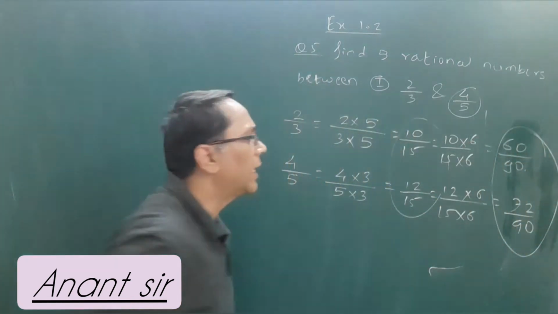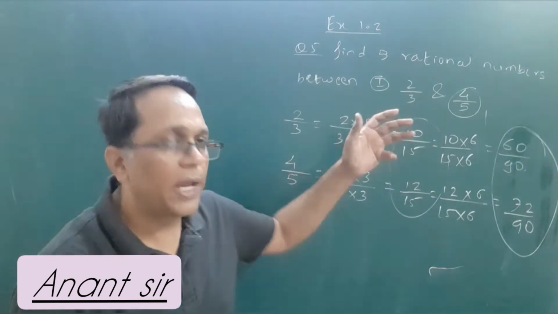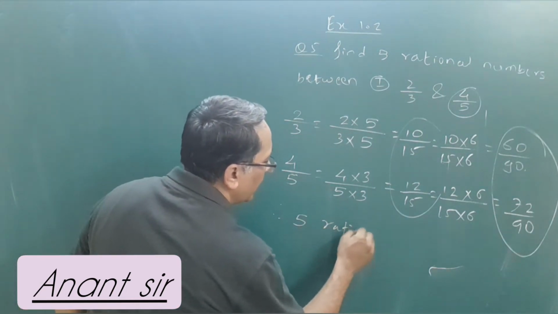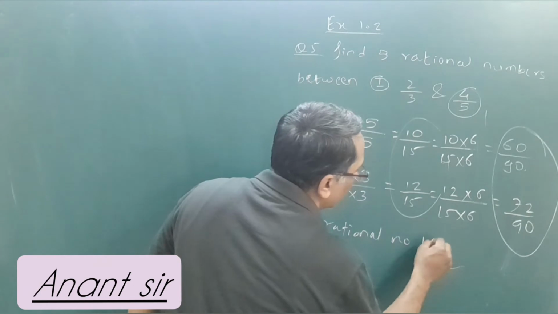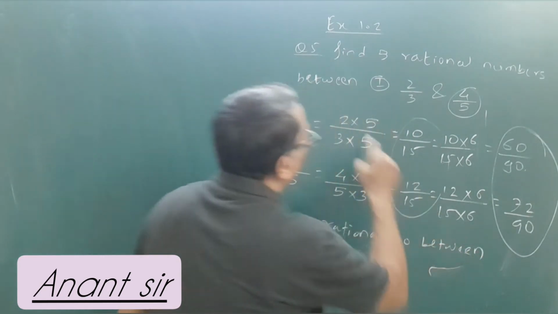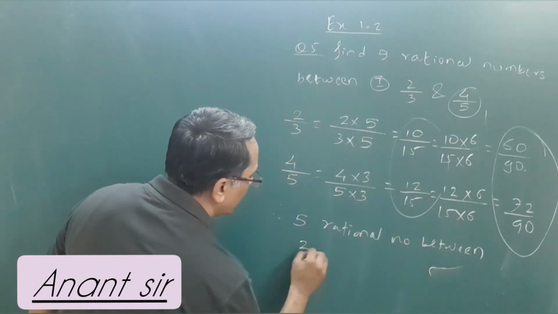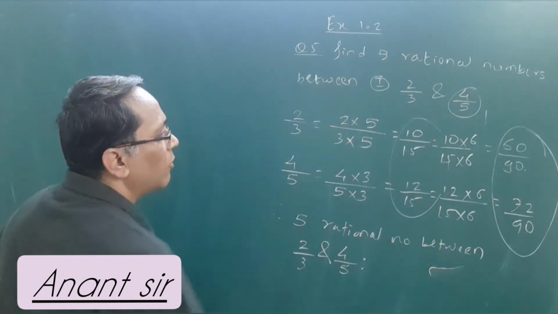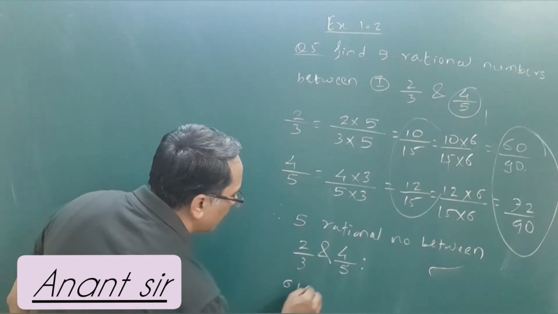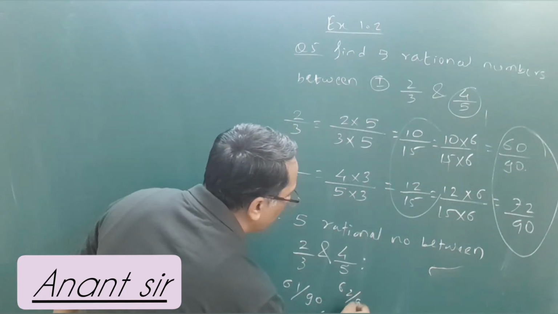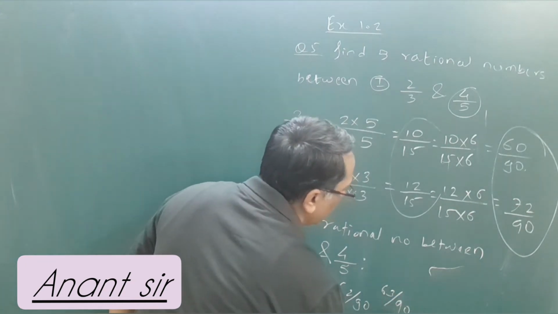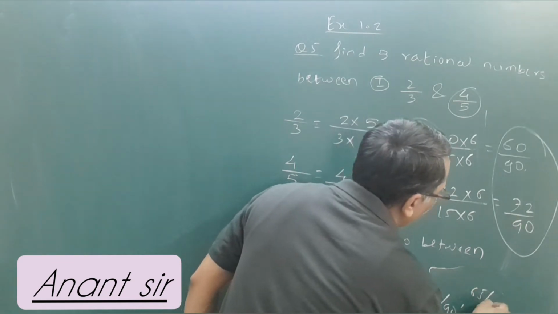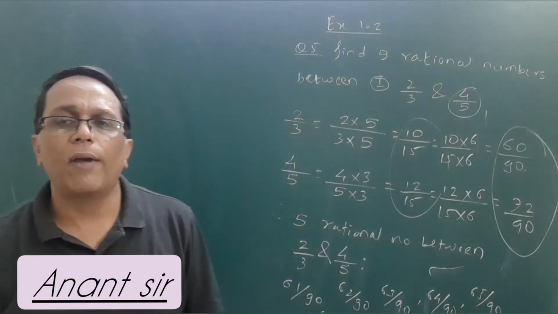Now see, we can write 11 numbers between 60 and 72. So therefore, we have to write only 5. Okay, 5 rational numbers between the given two numbers 2 by 3 and 4 by 5. How to write any 5? Okay, so I am going to write 61 by 90, then 62 by 90, 63 by 90, 64 by 90, and 65 by 90. So these are the 5 rational numbers, students.